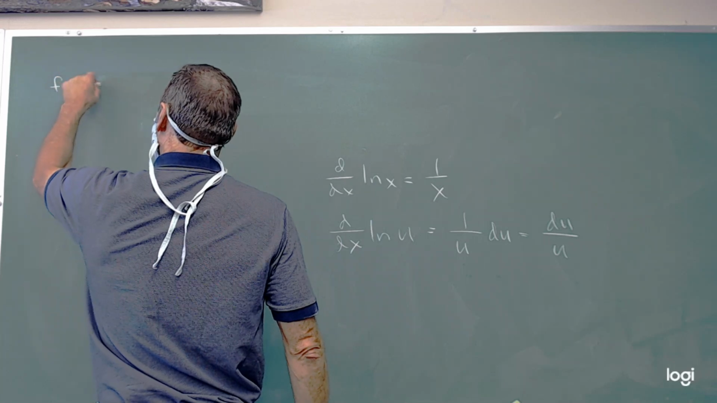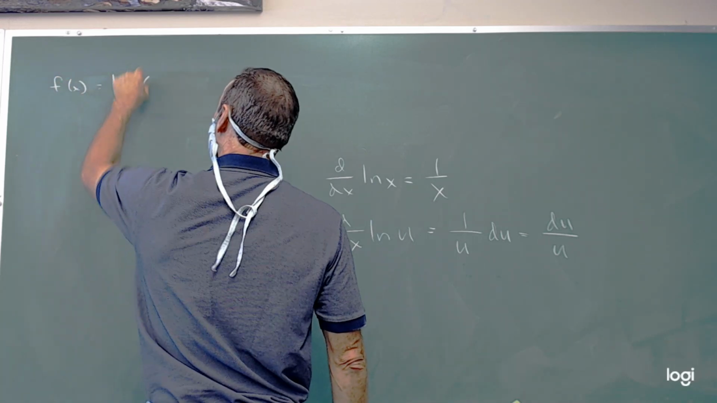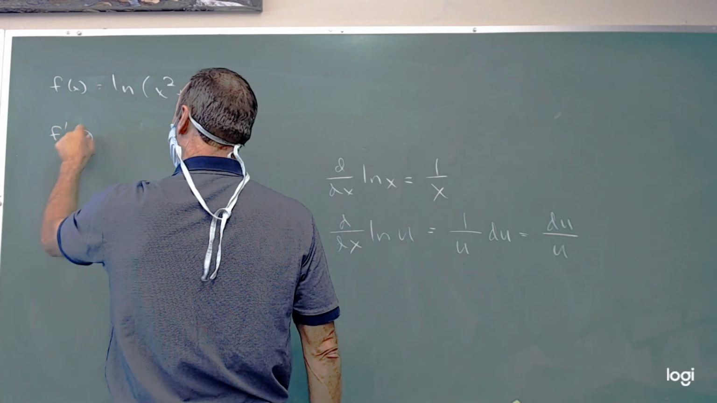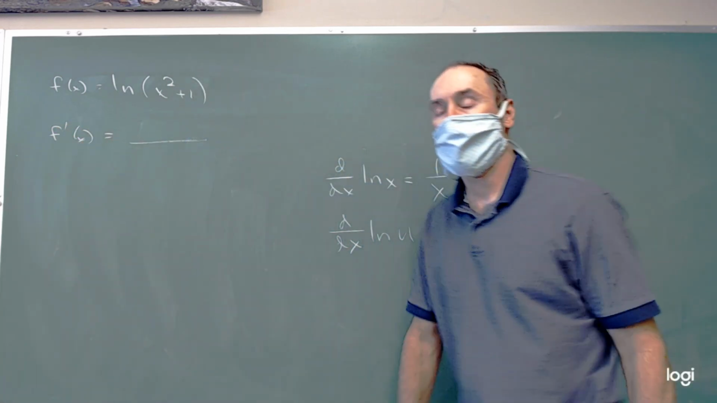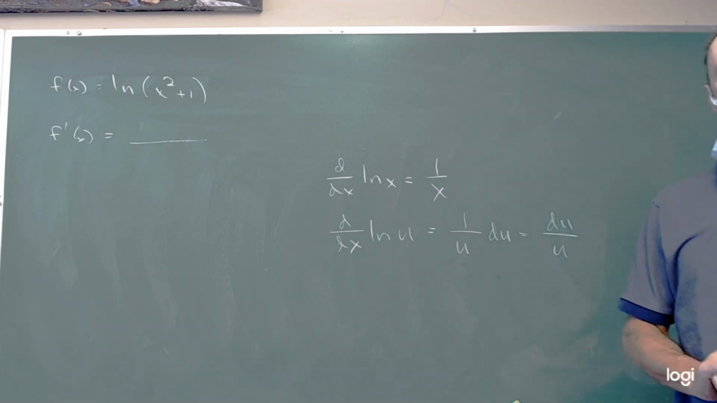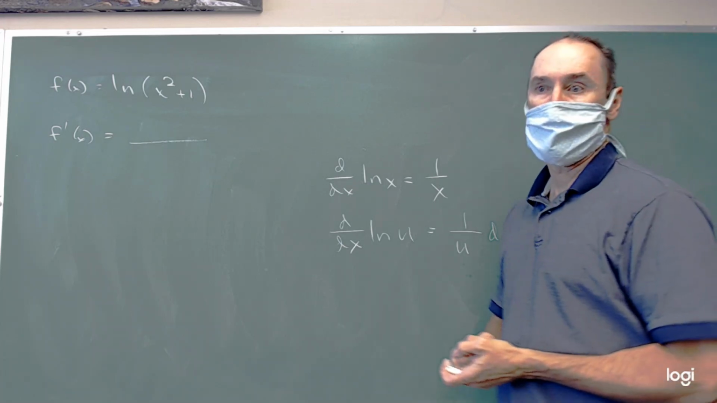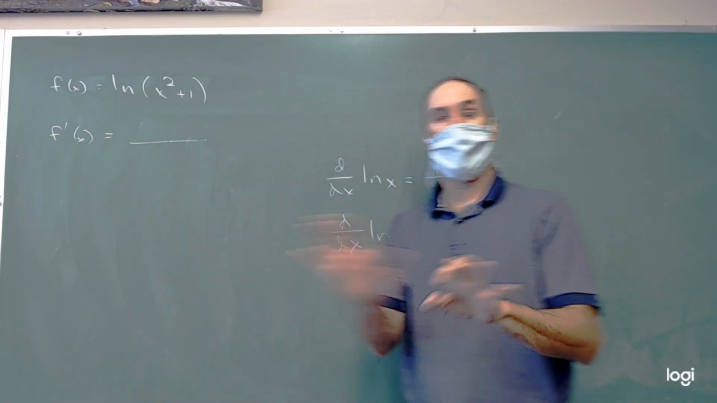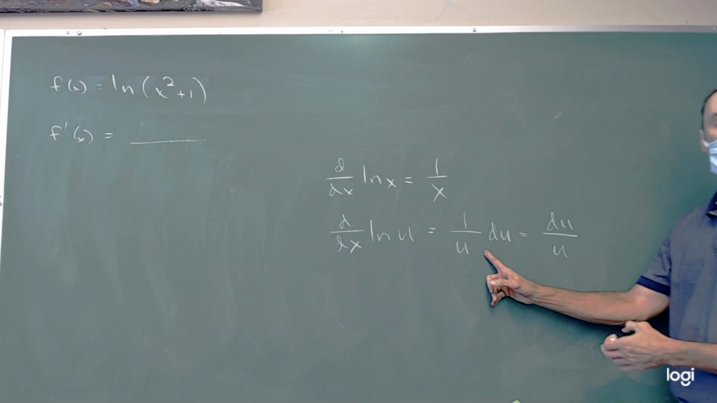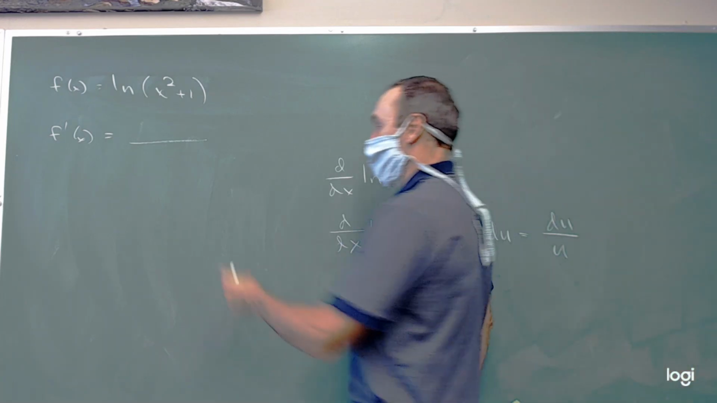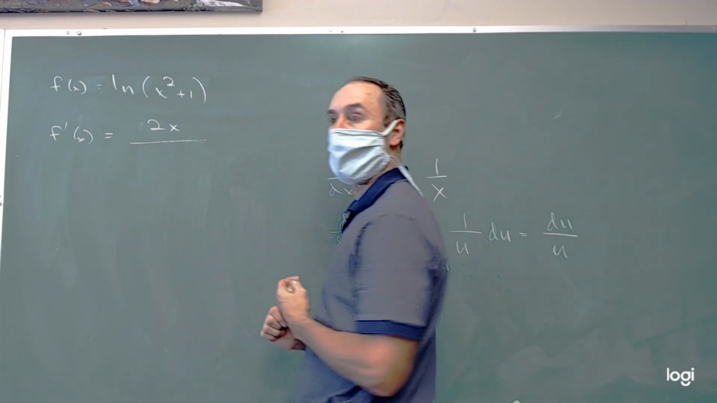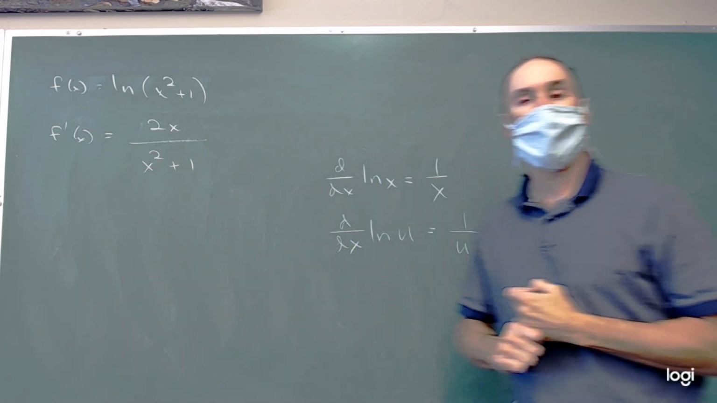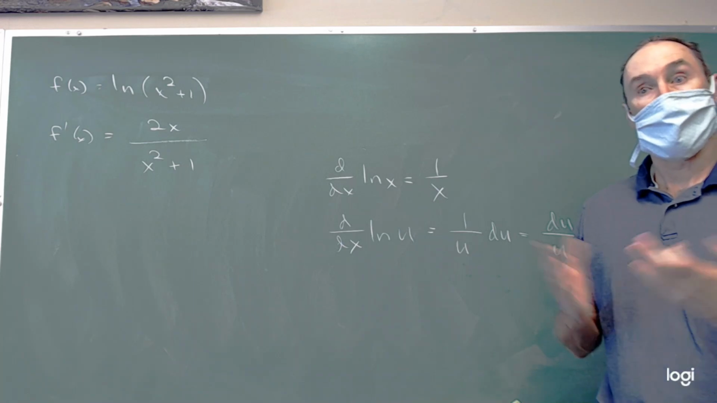So if we say f of x is equal to the natural log of x squared plus 1, then f prime of x is going to be what? 2x over the natural log of x. No, not natural log. There's no more natural log, right? 2x over x squared plus 1. So here's the du, the derivative of x squared plus 1, over the u, which is the x squared plus 1. Kind of cool?